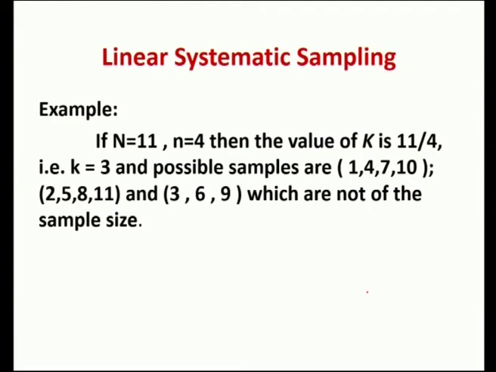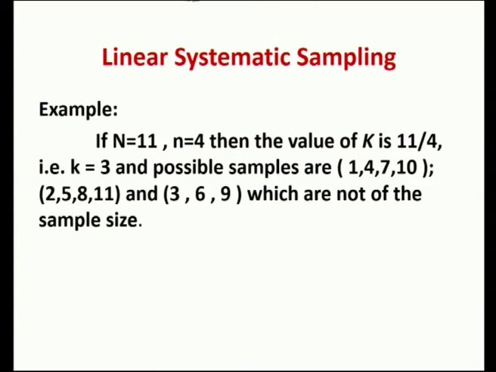So, we have an example for the linear systematic sampling procedure. If the population size is equal to 11 and the sample size is 4, then the value of k is the integer value of 11 by 4, which is 3. The possible samples are as follows. The random start is the first number 1, then increased by 3, 1 plus 3 is 4, that is the 4th unit, then 4 plus 3 is the 7th unit, and 7 plus 3 is the 10th unit.